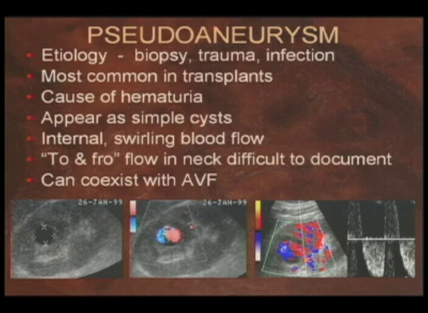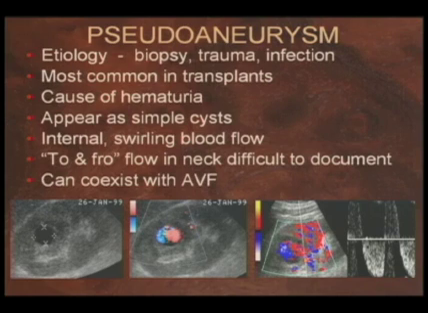We use Doppler to diagnose pseudoaneurysms. Those occur secondary to trauma from biopsies, penetrating trauma from gunshot wounds or knife wounds, and occasionally from infection. They occur most commonly in renal transplants because renal transplants get biopsied more frequently than native kidneys. They can be a source of hematuria.